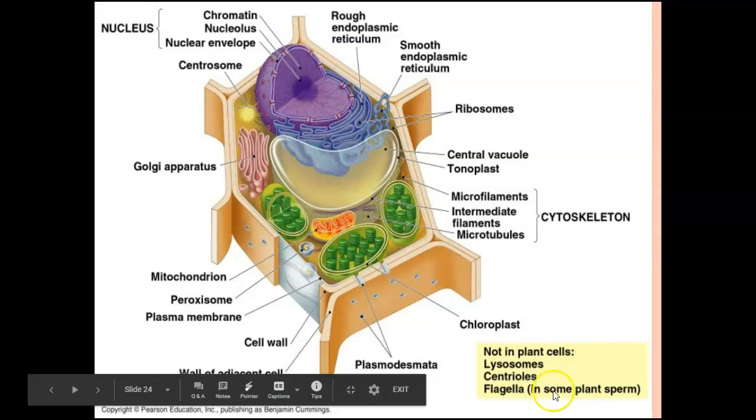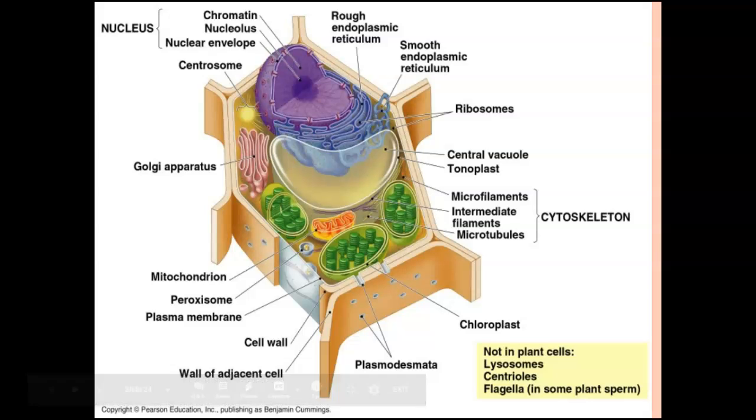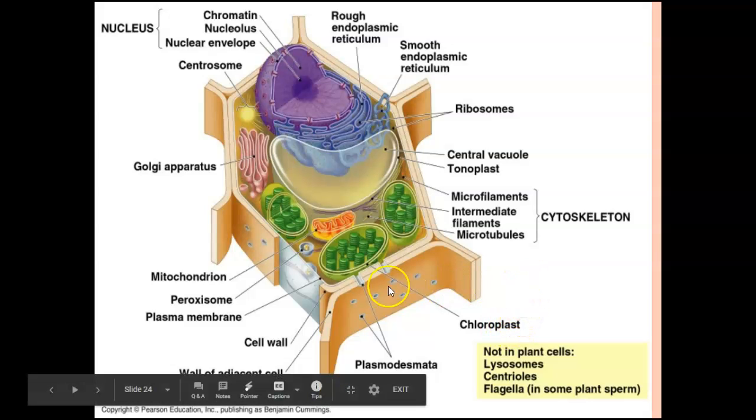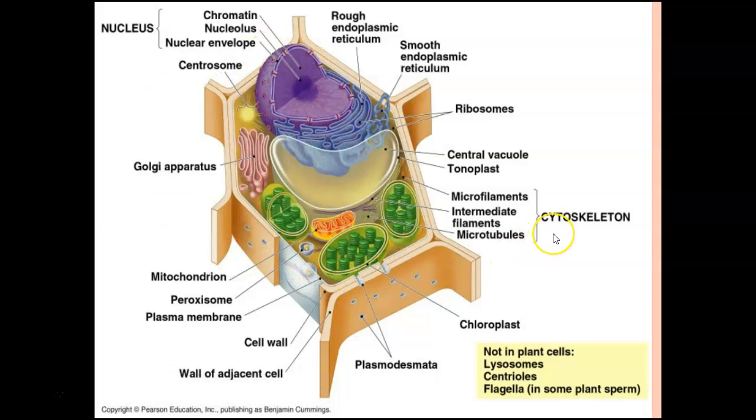This is important. Make sure you recognize that there are differences between plant cells and animal cells, and it goes beyond just having a cell wall and chloroplast. There are some other critical differences too.